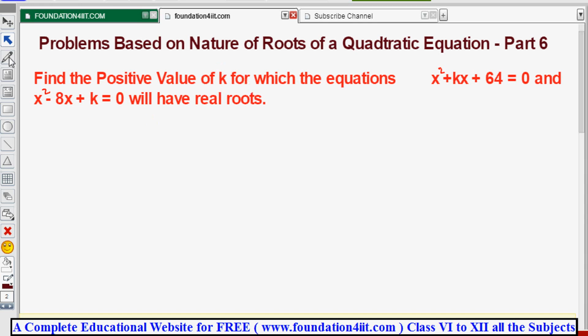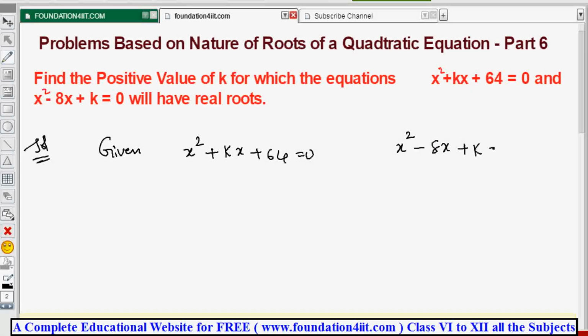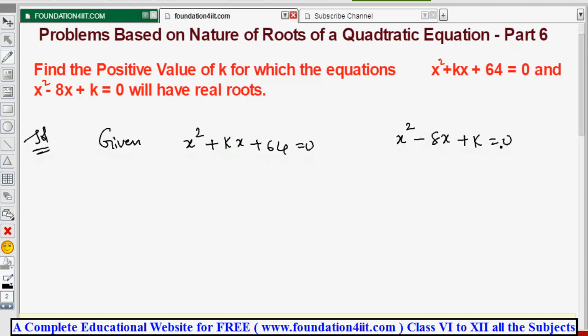Now for these, we will find out the discriminant of both and we can find the value. Let's take these two equations: x square plus kx plus 64 is equal to 0 as one equation, and x square minus 8x plus k is equal to 0 as the other. Let's take the two separately and find out the discriminant for both cases.